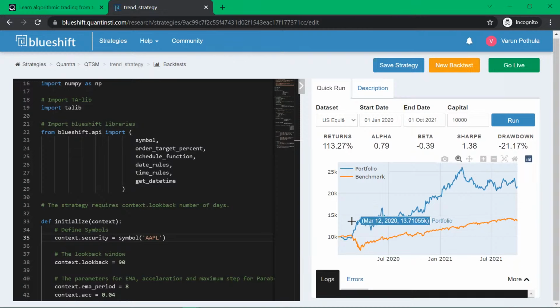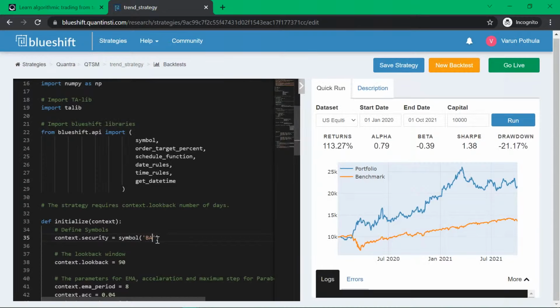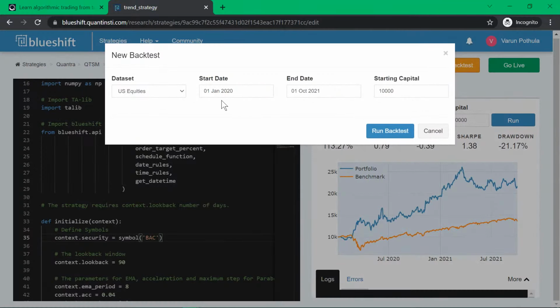But this is just a mere snapshot of how this strategy performs. We can also do a more in-depth backtest. For that, you need to click on new backtest. So let's do the same backtest. Let us do it on Bank of America so that we can see the trades generated in the tear sheets.